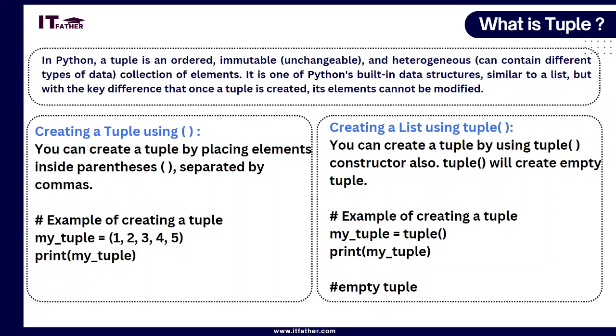Basically, tuple is an ordered, immutable and heterogeneous collection of elements. It means we can store multiple types of data under a single variable name. What is the difference between list and tuple? In a list we were able to change the elements, but tuple is immutable, meaning once we have declared the tuple, we cannot change the values.